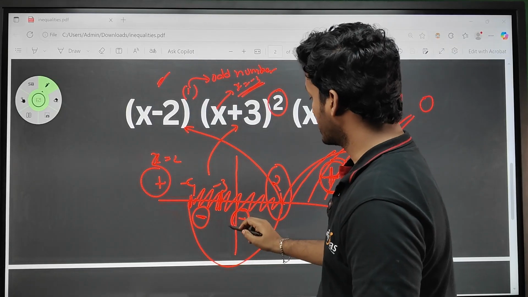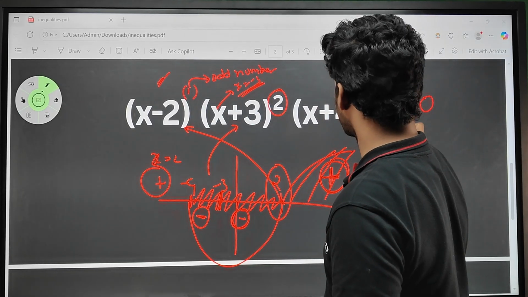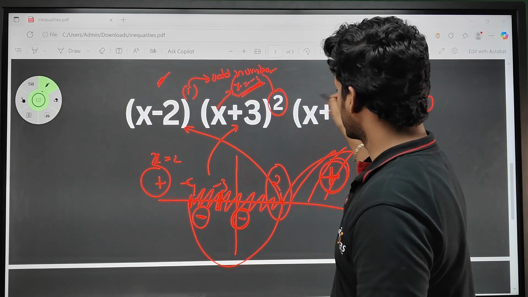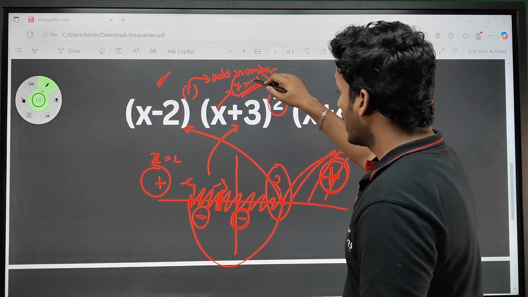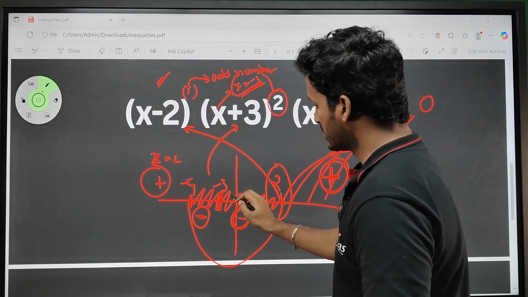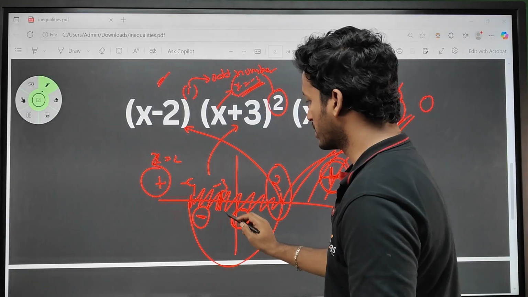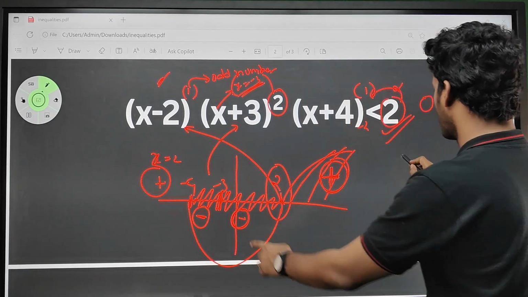Sorry, it takes minus 2 here. 2 is there, so it takes minus 2. If this 2 is not there, then the whole thing becomes 0. So when this 2 is there, this whole thing will be negative only. So these are the things.